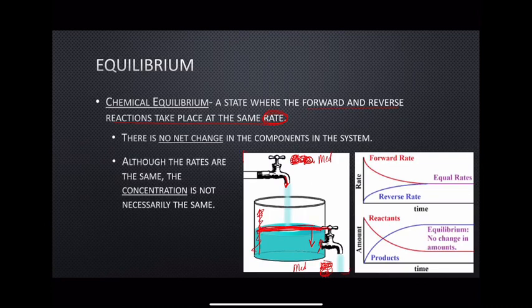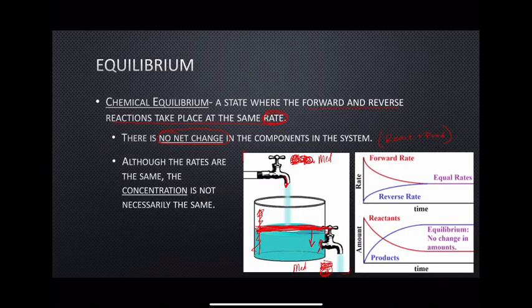And that's what happens in chemical equilibrium. They end up having the same rate. The forward reaction and the reverse reaction are the same, and so there's no net change in the components of the system. There's no change in the water level. Now, when we talk about the components of the system, what we're really talking about is our reactants and our products, okay? A system is just referring to anything that's involved in that chemical reaction, okay?